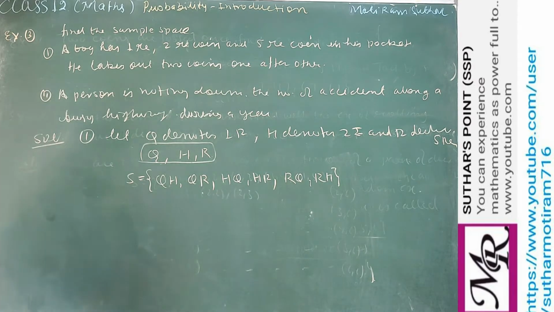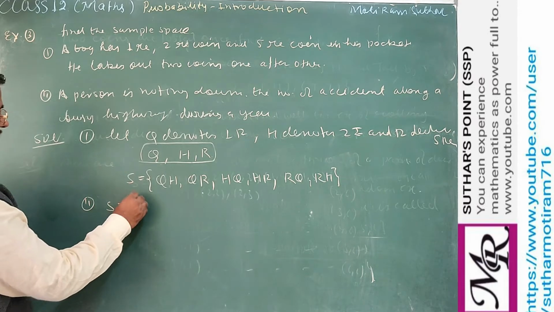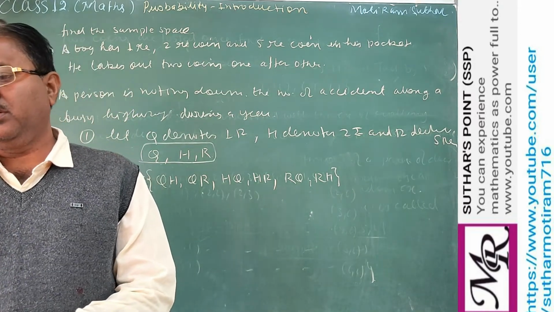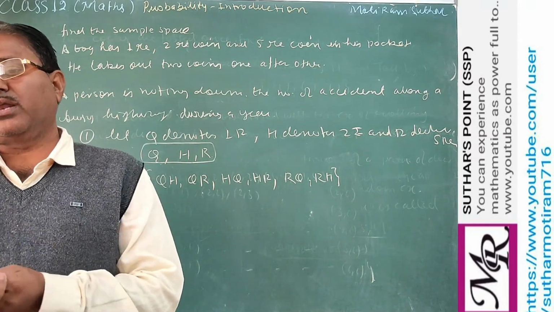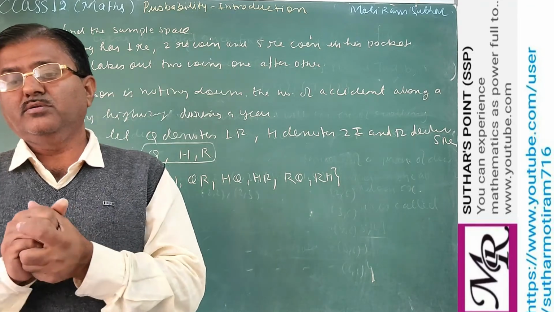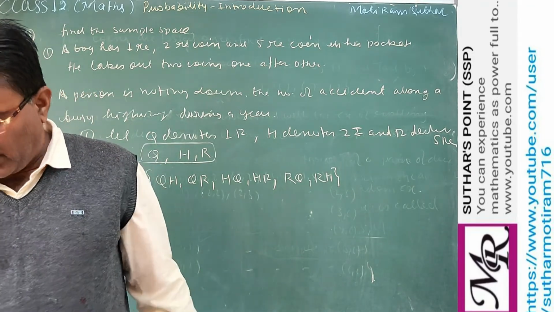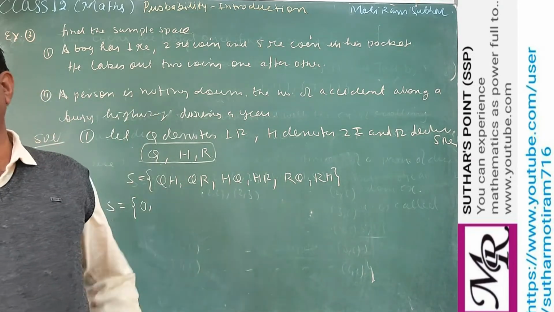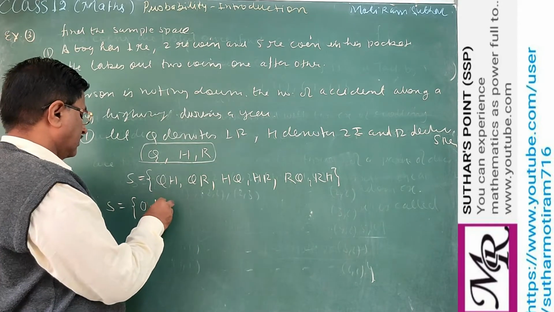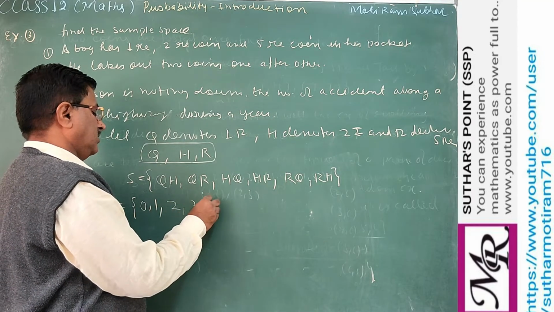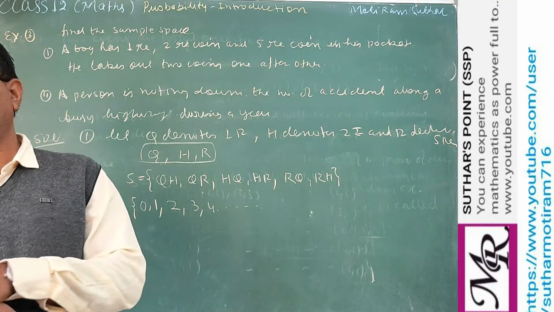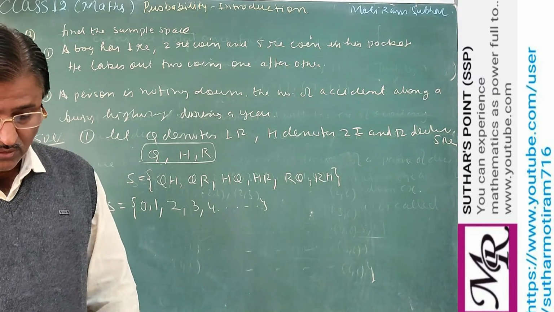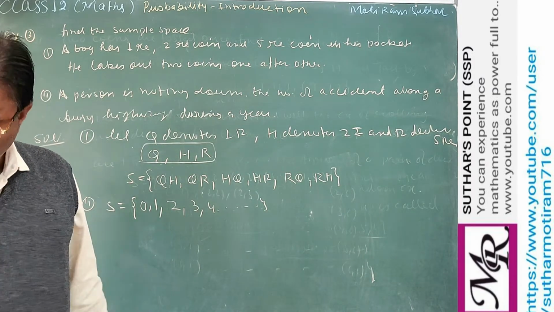Clear? Now see the second part. A person is noting down the number of accidents along a busy highway. So he is noting how many accidents happen on the highway. Suppose you went one morning and sat the whole day and found no accident happened, then you observed 0. Another day you went and noted that 1 accident happened, the next day 2, then 3, and like this it can be anything, 4, 5, 6 up to infinity. So this sample space contains the points 0, 1, 2, 3, 4 and so on. Clear? So in this way you can easily write it.